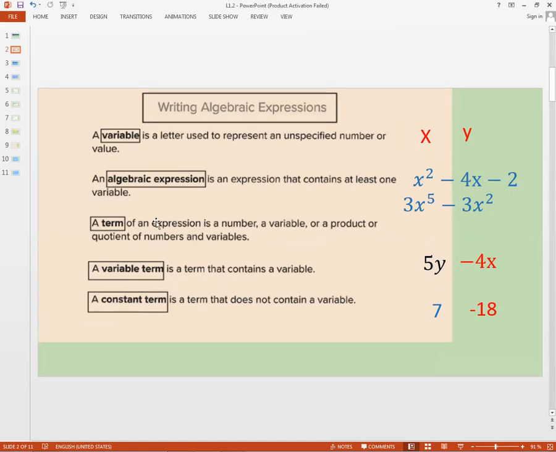Once again, if you want to talk about a term, just one term, example, 5y. Another example, negative 4x. If you combine them together, you will get an algebraic expression. You know the difference? A term means just one. An expression means many terms, or at least one.